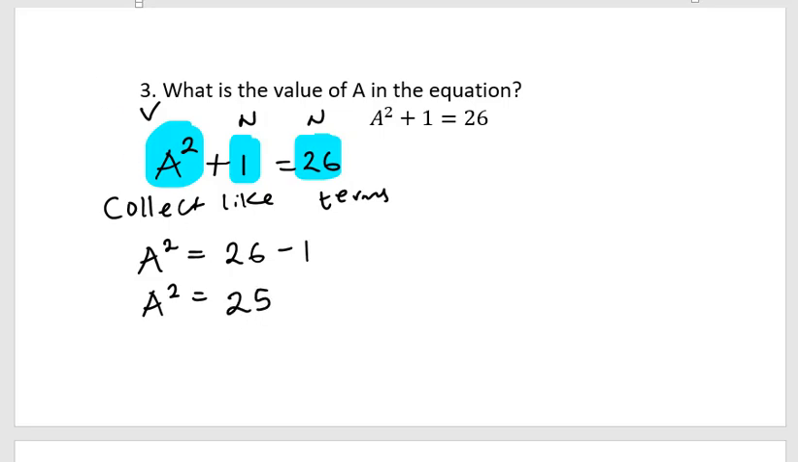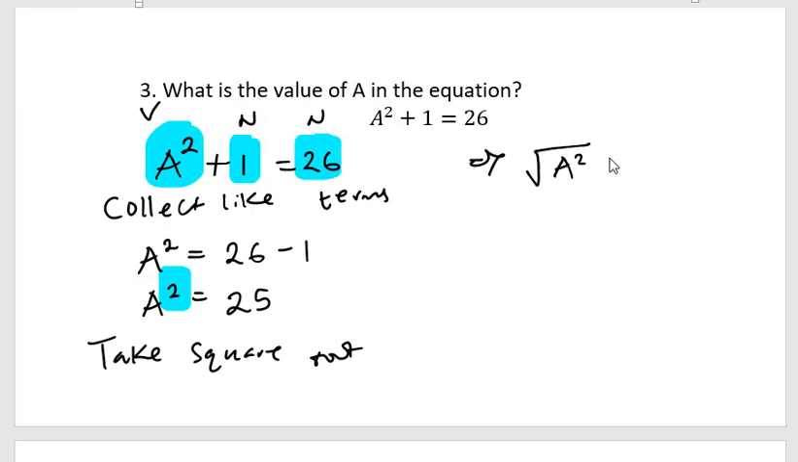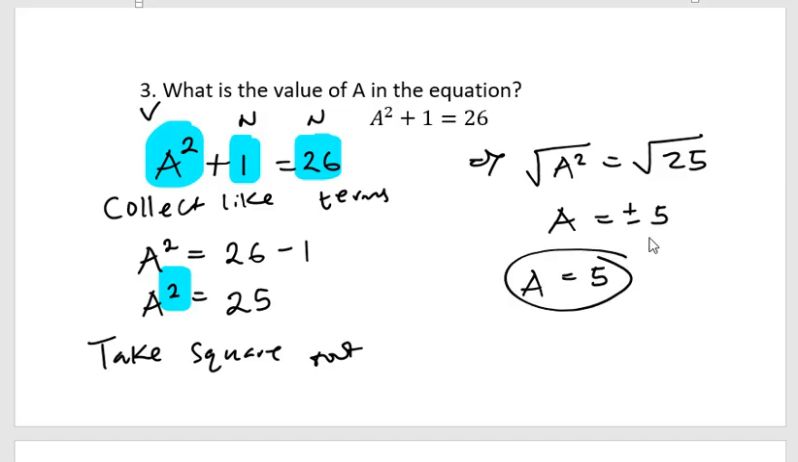Now because we have squared here, we need to take the square root of both sides. So the square root of A squared is equal to the square root of 25. The square and the square root cancel out, and A is left alone. And the square root of 25 is plus or minus 5. But oftentimes we just work with positive, so let me just say 5.